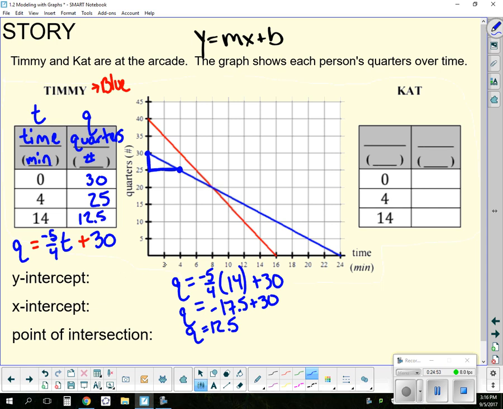Go ahead and take a minute and fill out Kat's. First, I want you to fill in the gray part, labeling the top of your T-chart, then come up with the equation, and then go ahead and finish your T-chart. Pause the video now.